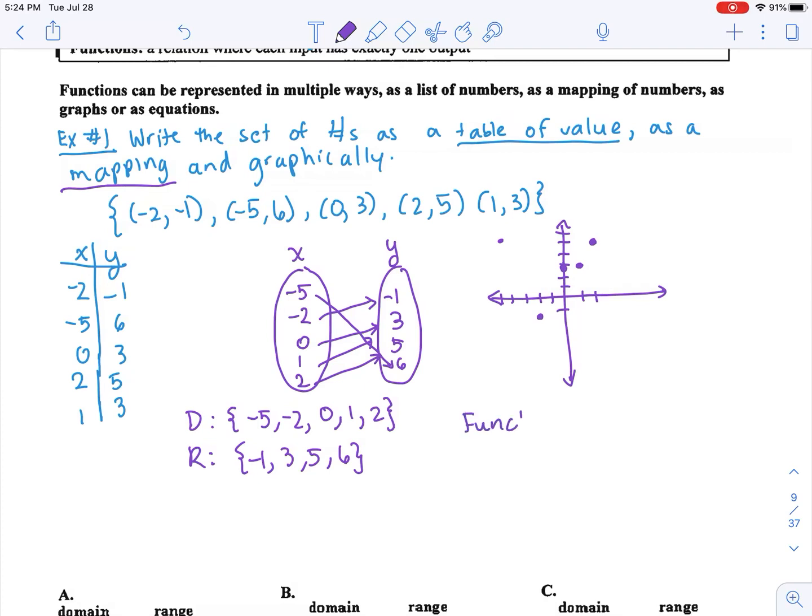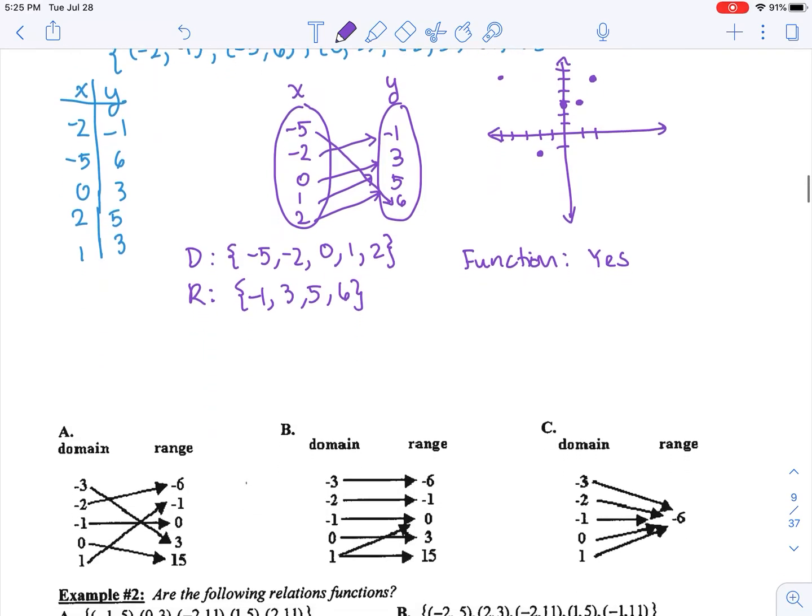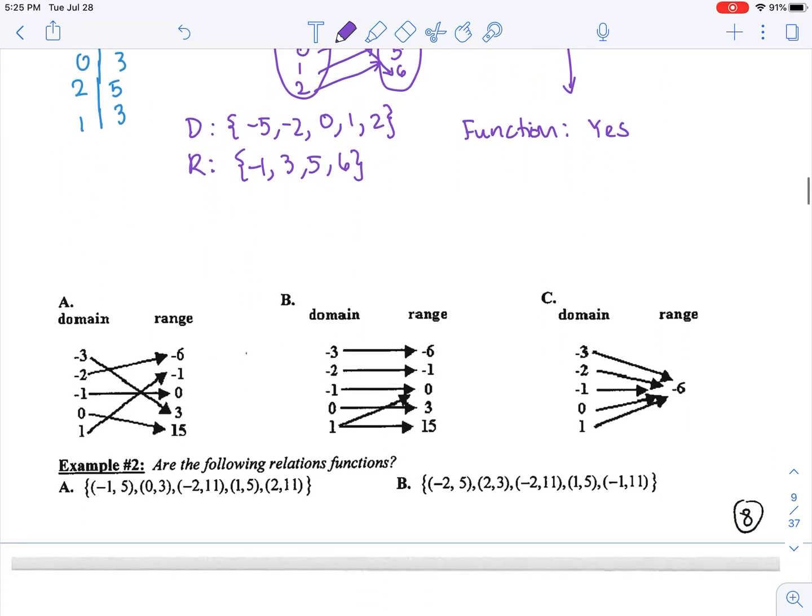And then finally, is this a function or not? To make that determination, one simple thing to use is to see whether or not the x's are repeating at all. We see the x's are not repeating, only the y's, which is okay. So in terms of the definition of a function, that is a function.